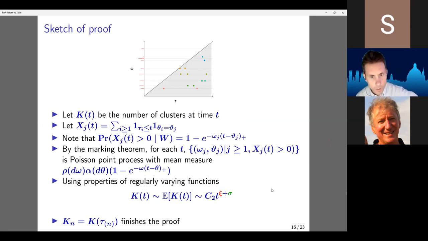For the number of clusters, the idea is again to look in continuous time, at k of t, which is the number of clusters observed at time t. You can relate k of t to some Poisson process, and using some properties of regularly varying functions, you can show that k of t is asymptotically equivalent to its expectation, which is of the order of t to the power c plus sigma, so it depends on both c and sigma. Using the previous expression for tau n, you can transfer the result on k of t to K_n. And the proof is similar for the proportion of clusters of a given size.